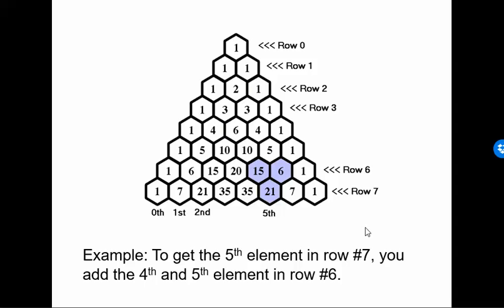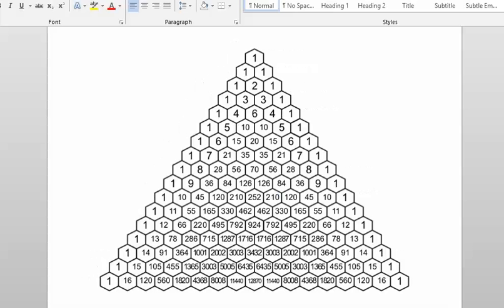So, for example, to get the 5th element in row 7, this 21 right here, it's going to be the sum of the two numbers above it, 15 and 6. If I take a look at this number 10 right here, it was found by adding 4 and 6. Every time you have a row of Pascal's triangle, we can get the next row. So the next row would start with a 1, then we'd have 8, 7 and 21 is 28, 21 and 35 is 56, and so on. Here's a really big Pascal's triangle. It goes on to infinity.